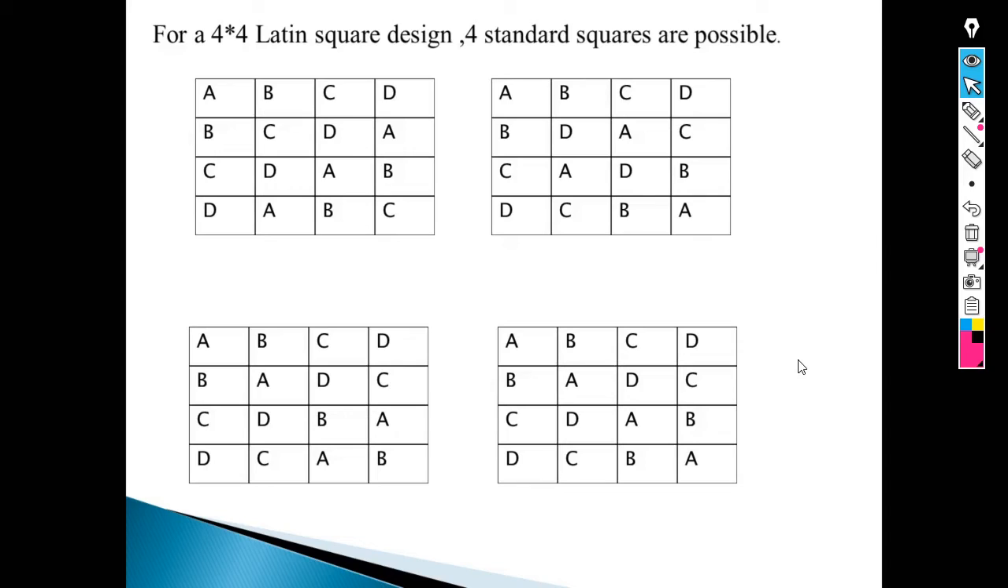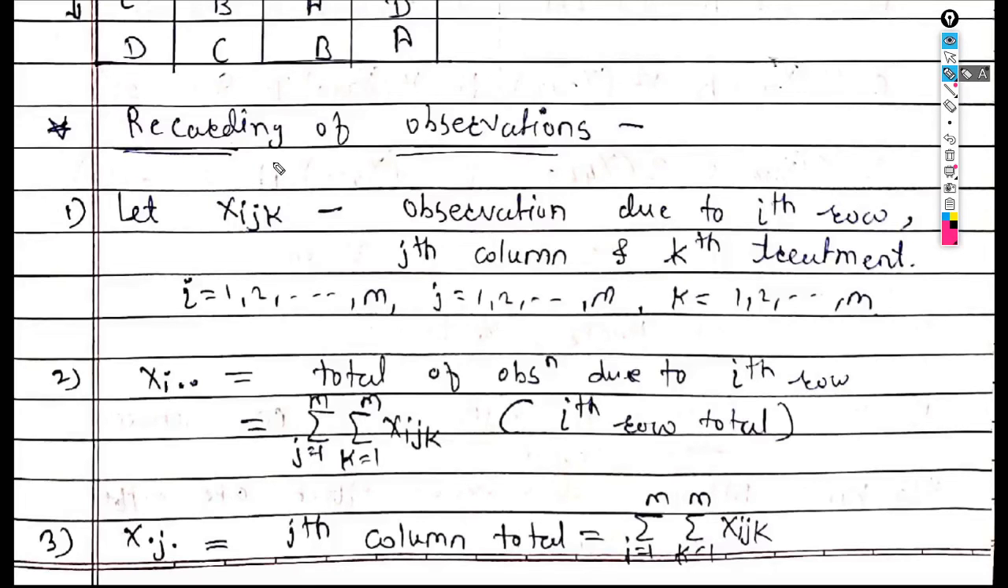Now we are going to discuss some notations and sum of squares for this design, and recording of observations for this Latin square design. So let us discuss that. Now we are going to discuss recording of observations in Latin square design. Let Xijk be the observation due to the ith row, jth column and kth treatment.